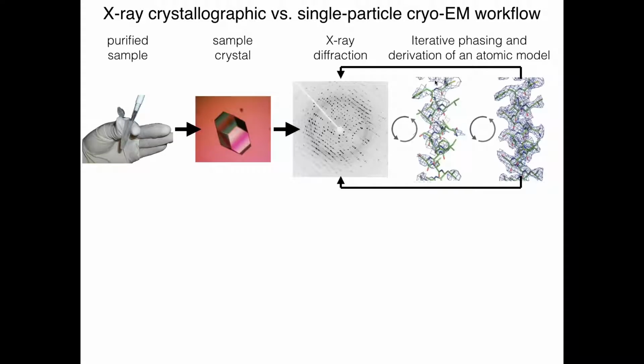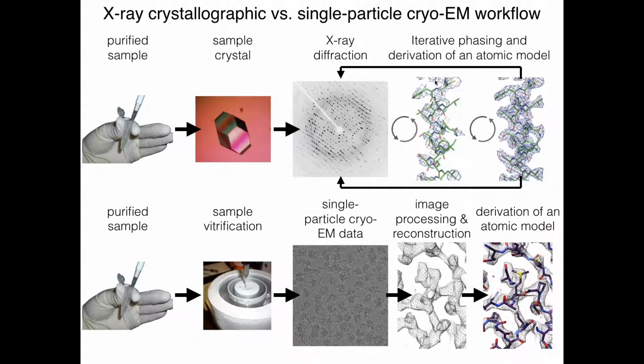There are analogies between X-ray crystallographic and cryo-EM workflows. With X-ray, you have a purified sample. Arguably, it has to be really pure because you need to grow crystals. In the data, you are only collecting amplitude information. You're not collecting phase information, and so then it is an iterative process of phasing and deriving the atomic model.